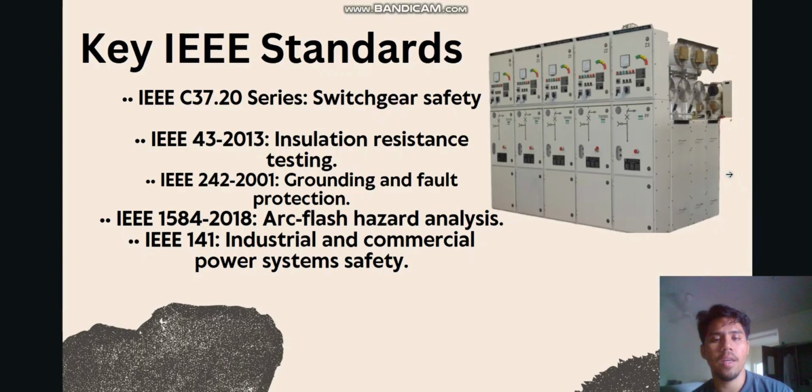So, the key IEEE standards. The first is IEEE C37.20 series, which is switchgear safety. The second is IEEE 43-2013, which is about insulation resistance testing. After that, we have IEEE 242-2001, grounding and fault protection. And then IEEE 1584-2018 is about arc flash hazard analysis. And then we go to IEEE 141. It's all about industrial and commercial power system safety.